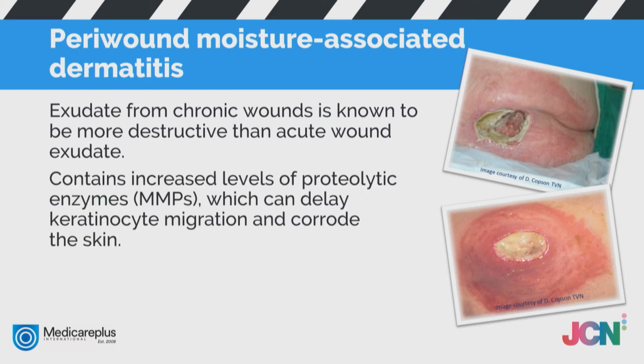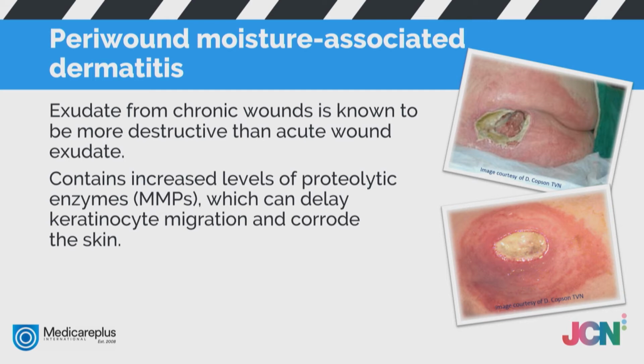It contains increased levels of proteolytic enzymes called MMPs. So they're matrix metalloproteinases. So our own body produces them, and their role is to break things down. But of course, when we have them in chronic wound exudate sitting against the skin, then they become destructive. They will interfere with keratinocyte migration, and they will begin to corrode the skin. So the MMPs are harmful on the skin surface.